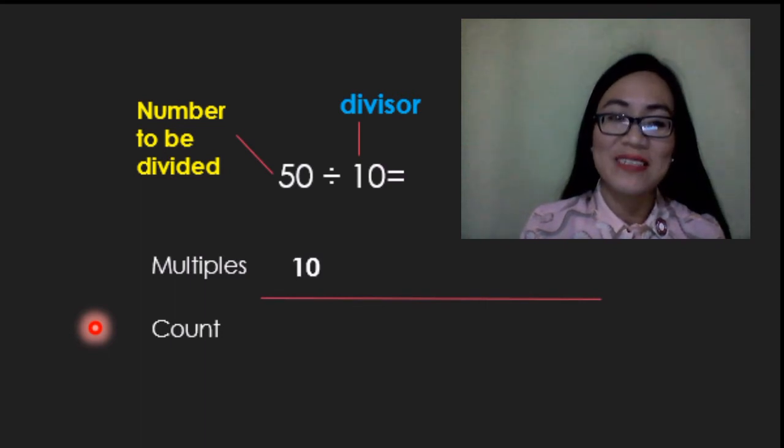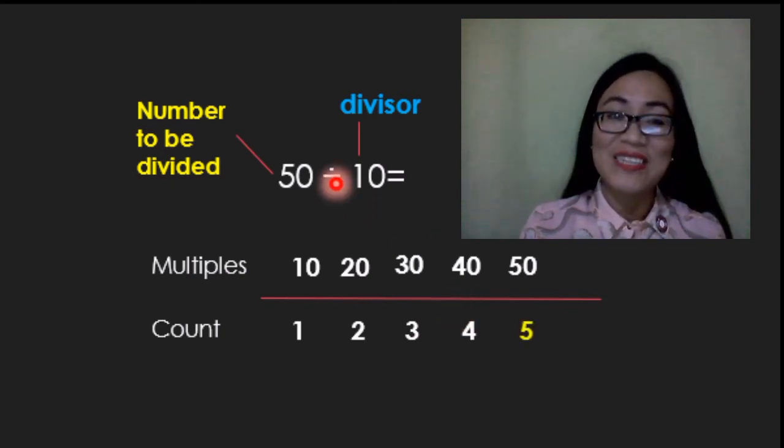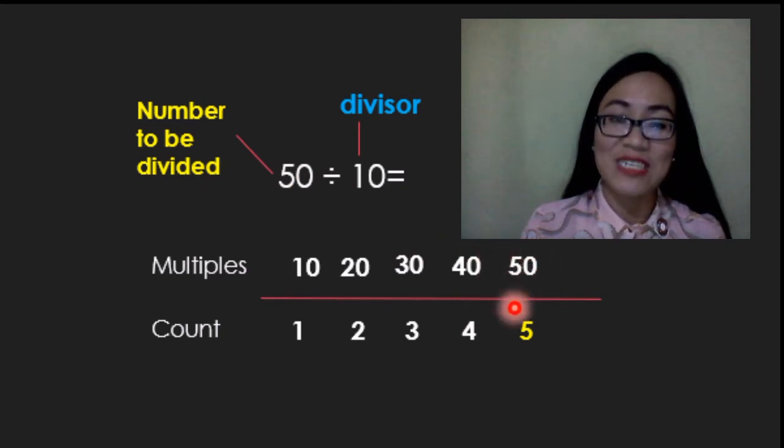Let's start. 10, that's the first multiple. 20, that's the second multiple. 30, that's the third multiple. 40, that's the fourth multiple. 50, that's the fifth multiple. Take note that the number to be divided is 50, so we have to stop at 50. And how many multiples is that? There are 5. So 50 divided by 10 is equal to 5.